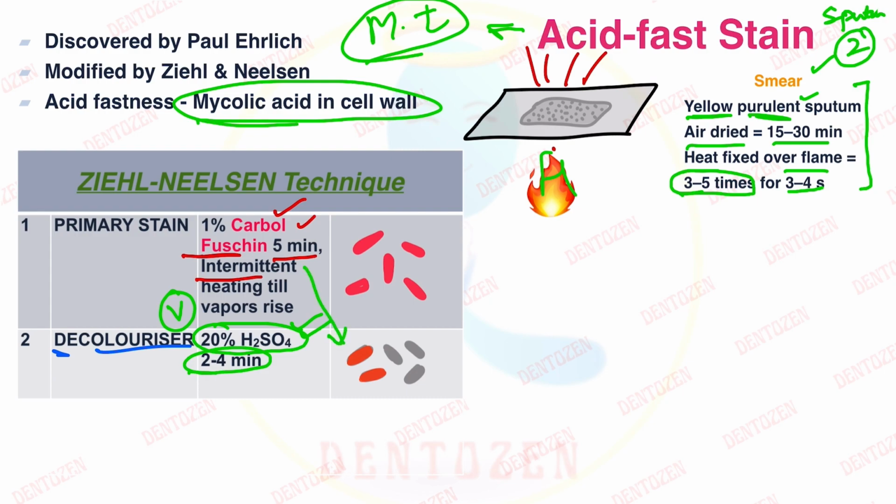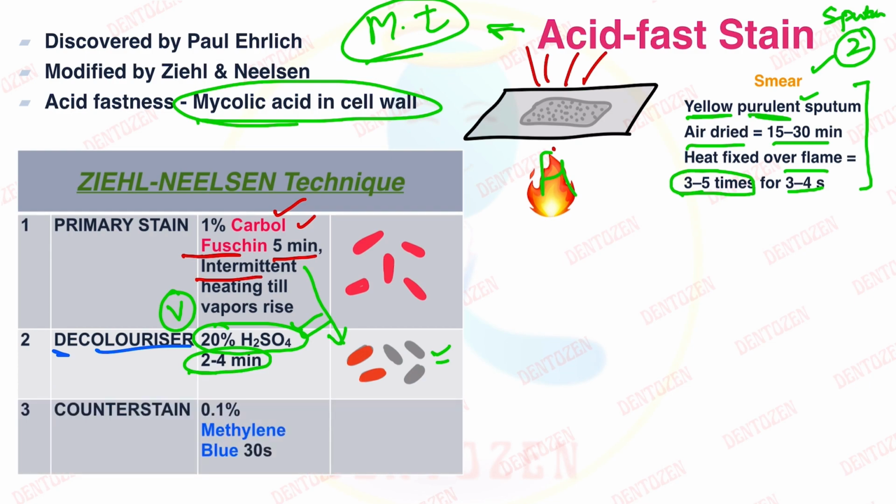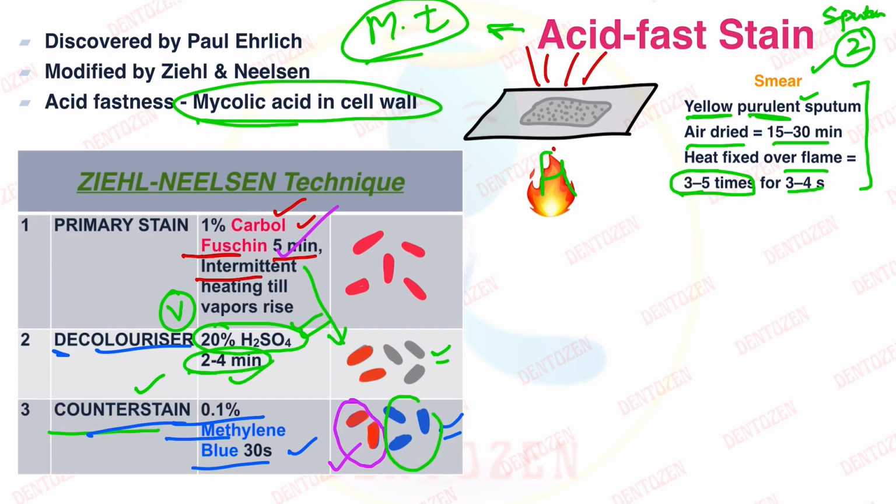So how do we see these unstained? Now we bring the second stain, that is counter stain, which is 0.1% methylene blue, which is kept for 30 seconds. Now these unstained bacteria will take up this blue color. So here we can see two types of bacteria. The one which retained the primary stain, carbol fuchsin, they appear red, and the ones in which color got removed in the second step and they have taken up the blue color, so they appear blue.